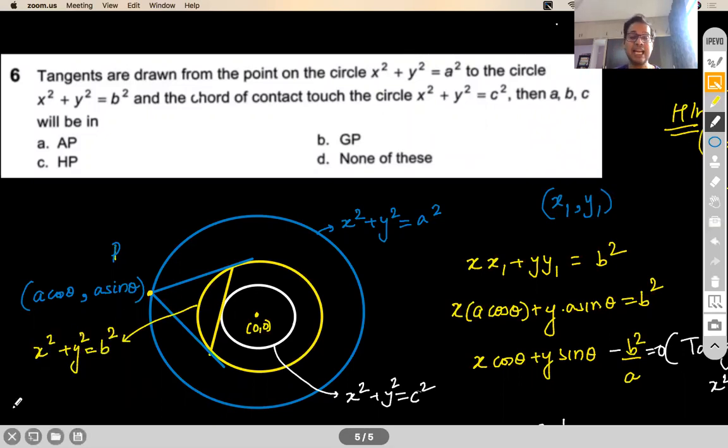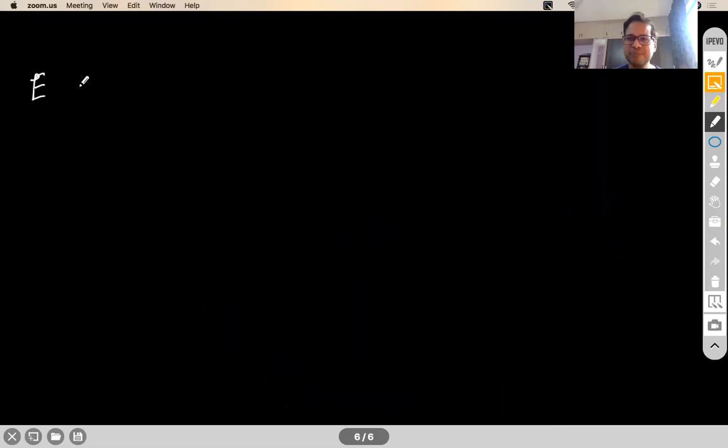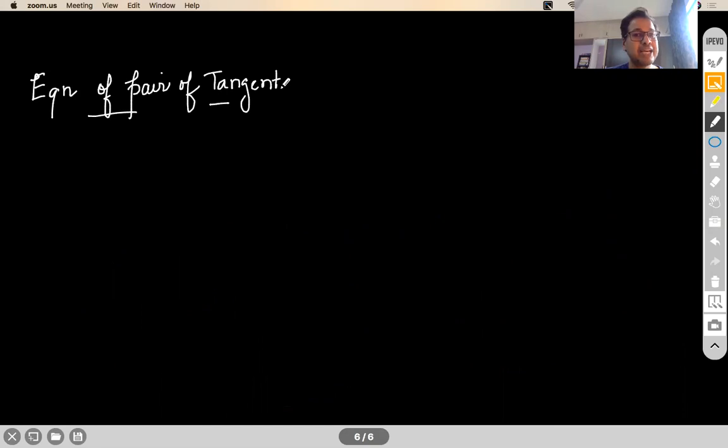Okay. Anyway, so today my next concept would be equation of pair of tangents. So we have been using pair of tangents, but we didn't learn about what is the equation of pair of tangents. Now, this concept to a certain level would be related to pair of lines.